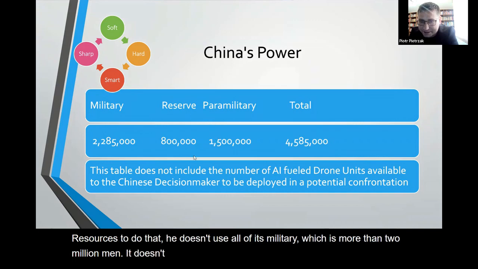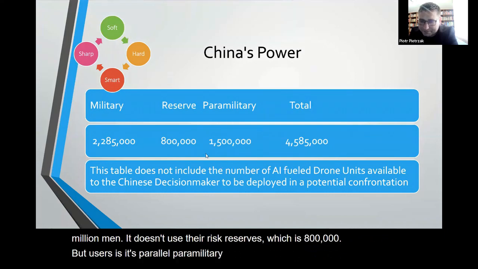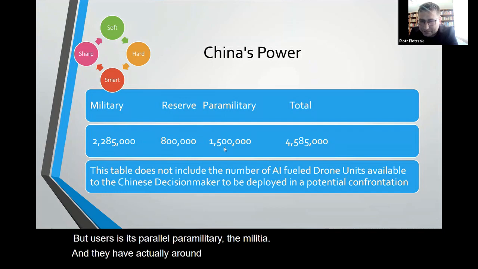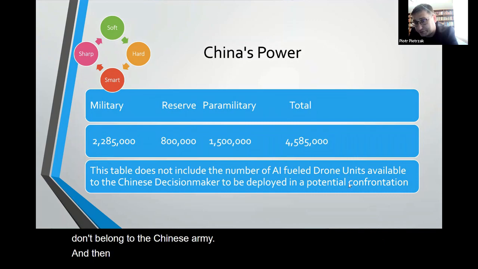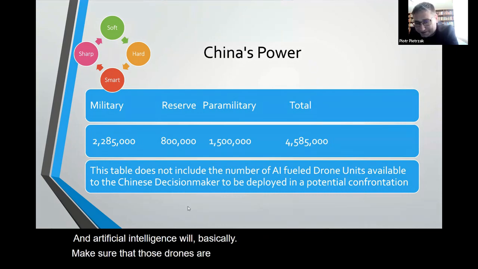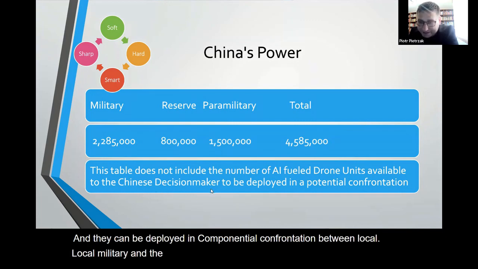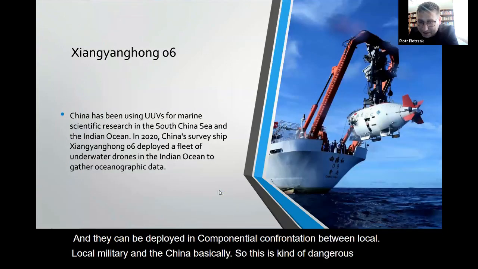It doesn't use the reserves, which is 800,000, but uses its paramilitary, the militia, and they have actually around 1.5 million troops who don't really belong to the Chinese army, and they might in the future use some drone units, and artificial intelligence will basically make sure that those drones are fully operational, and they can be deployed in potential confrontation between local military and the China, basically. So this is a kind of dangerous strategy which China is doing.